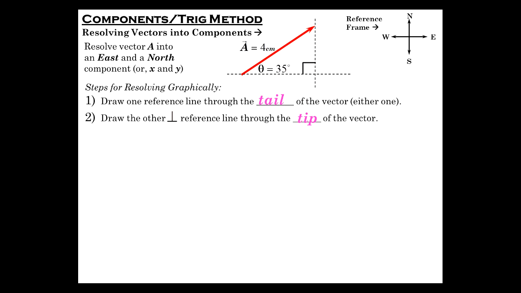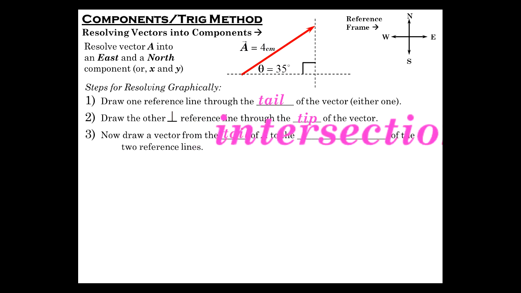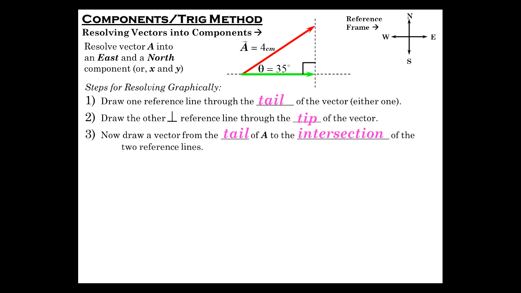And since one's horizontal and one's vertical, they are perpendicular to each other, and that's a right triangle. So we have a right triangle here. Now, the vector is drawn from the tail of A to the intersection of the two reference lines. Right along here, there's the intersection. And that's how much east the original vector is. That's how much eastness it has.